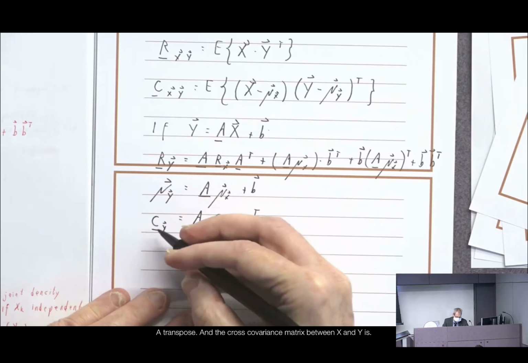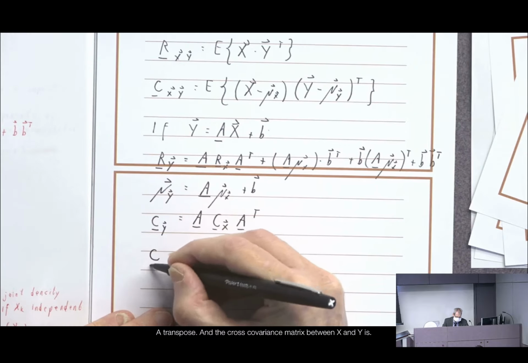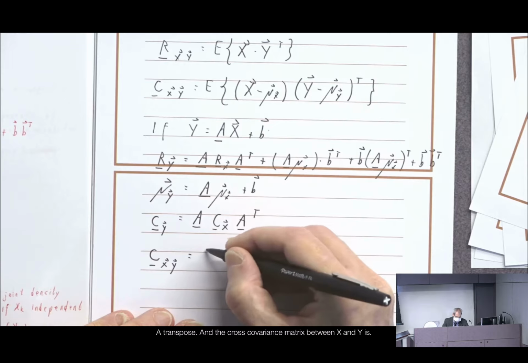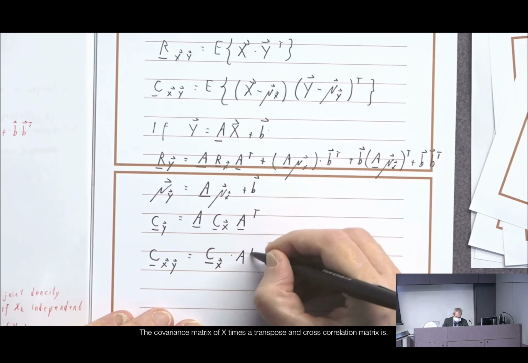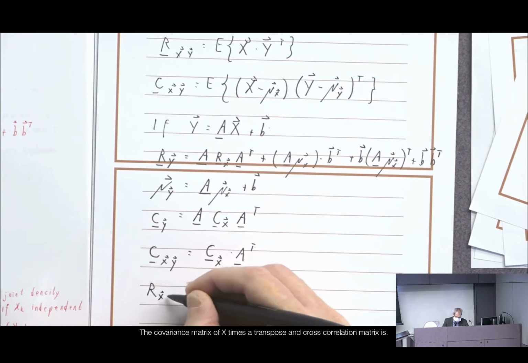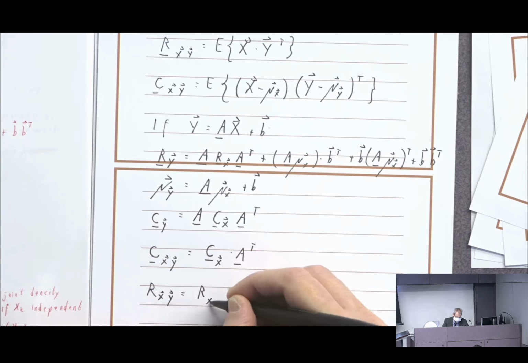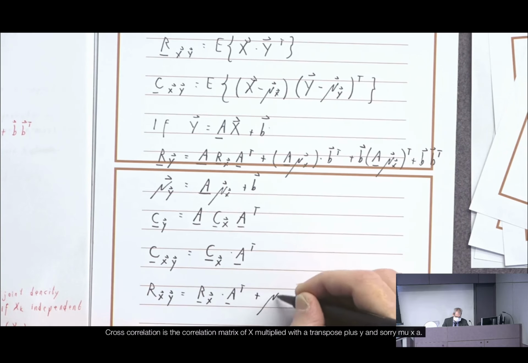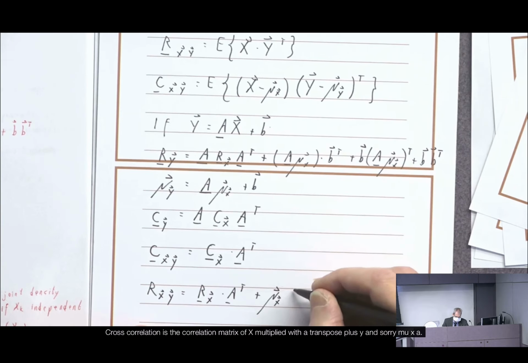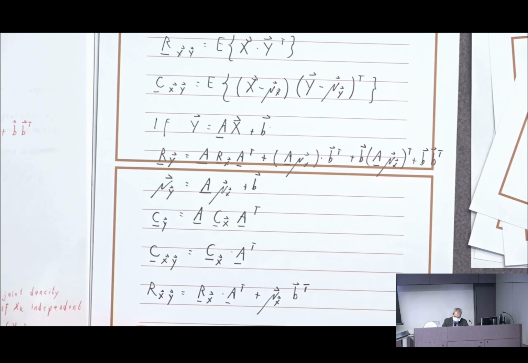And the covariance matrix C_Y is A C_x A transpose, and the cross covariance matrix between X and Y is the covariance matrix of X times A transpose, and the cross correlation matrix is the correlation matrix of X multiplied with A transpose plus mu_X, the expectation vector, times B transpose.